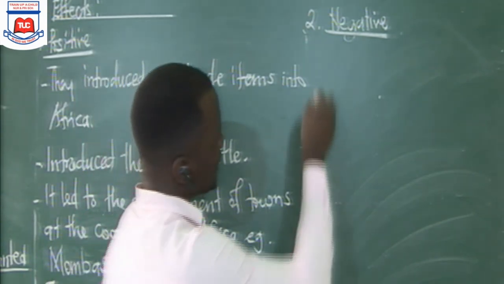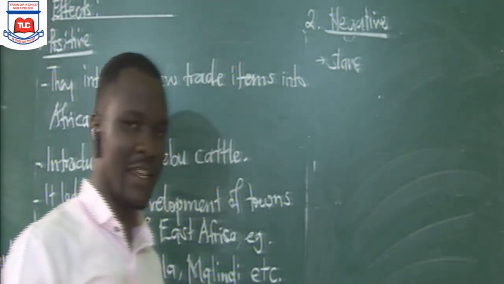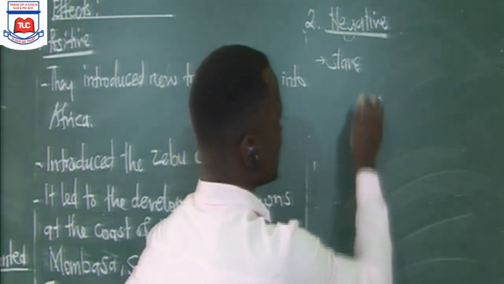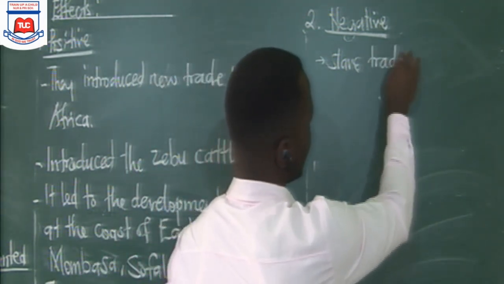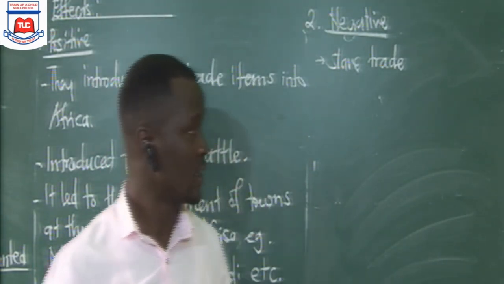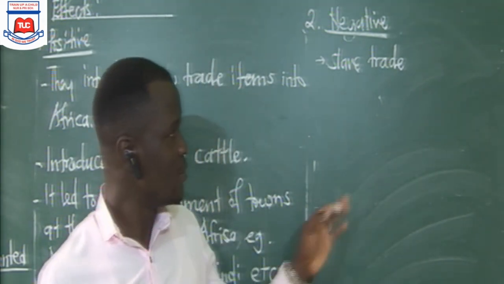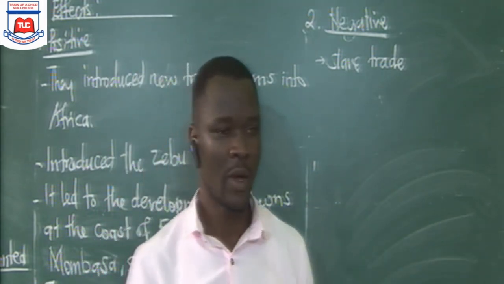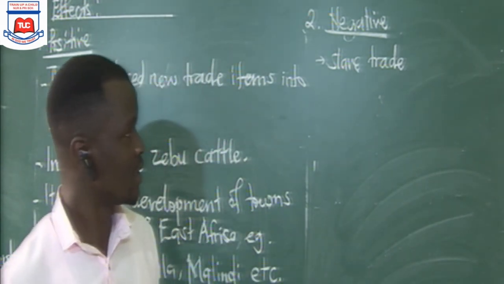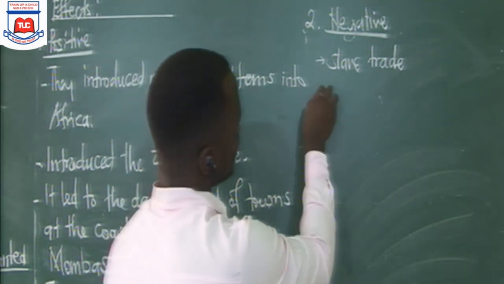So the first thing we need to understand here is that these people, since they wanted slaves, of course, they introduced that system of what we call slave trade. The Arabs introduced the system of slave trade that we call the buying and selling of human beings, meaning that they were even able to have markets for people where others could take their fellow people to sell to these Arabs. So that was a very dangerous part of it.